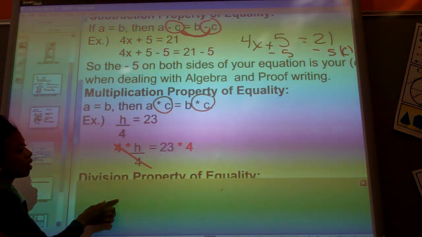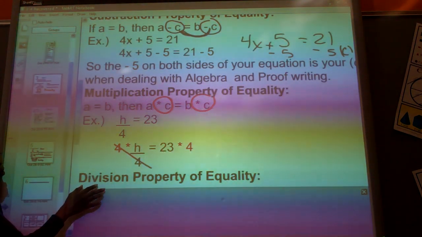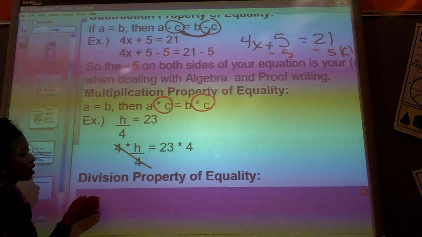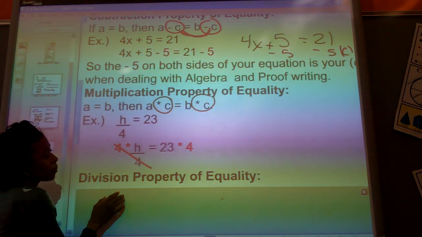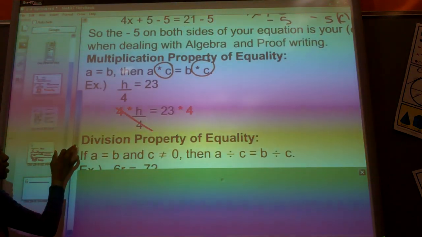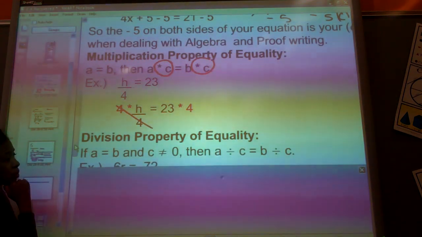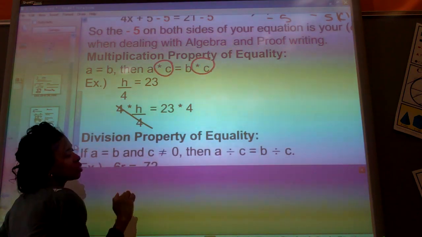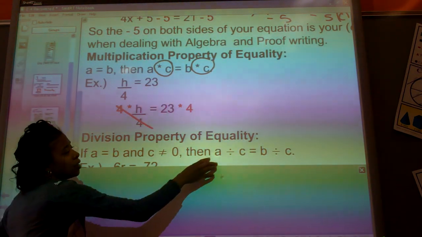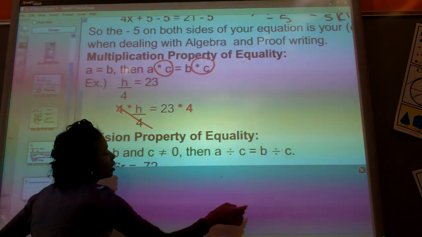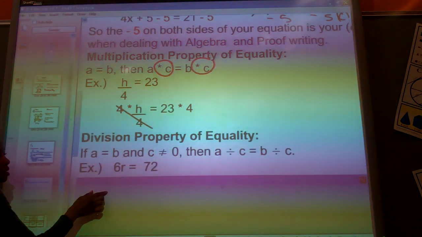And I don't think I need to show that one too much further. Hopefully you get where I'm going. Division property of equality, same thing. Dividing both sides by the same number, or the C. In this case, I say if A is equal to B, C cannot, in this particular case when I'm dealing with division property, C cannot equal 0. Then A divided by C will again be equal to B divided by C.